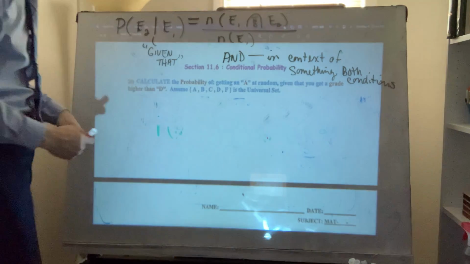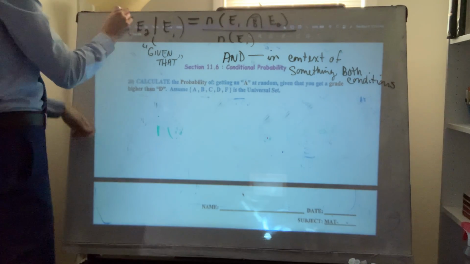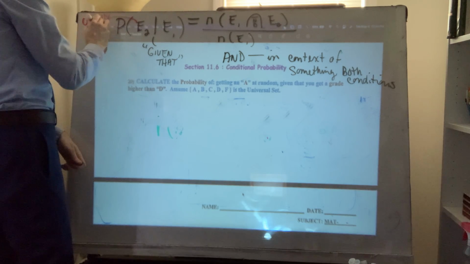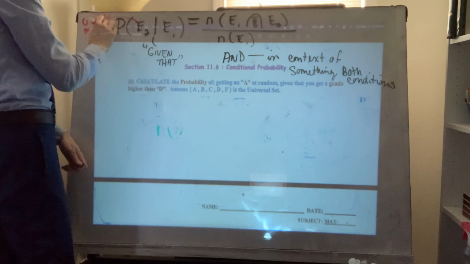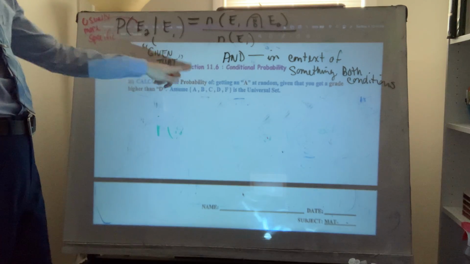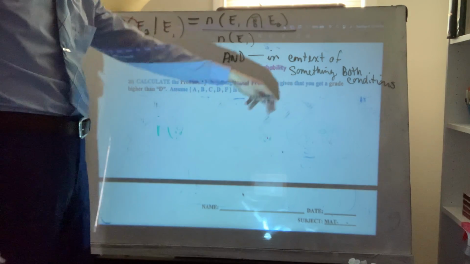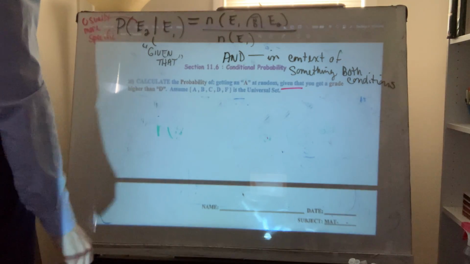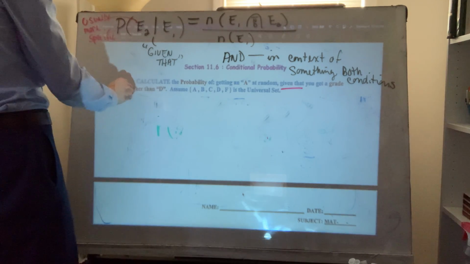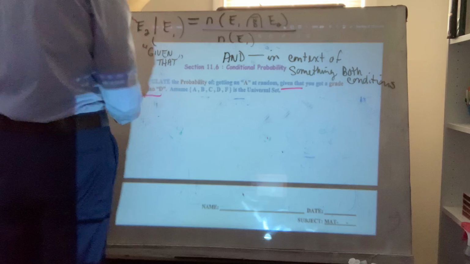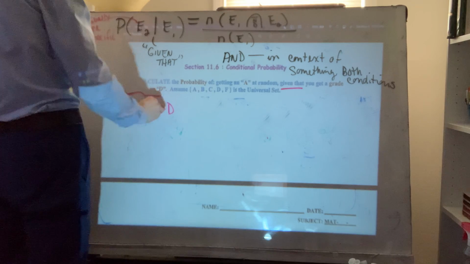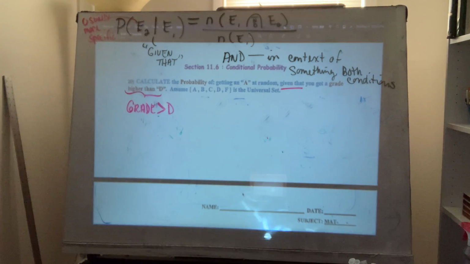And this is the arrangement. This is event 2, which is usually, not exclusively, but usually the more specific condition. It can be phrased differently. And this is a little less specific. So, calculate the probability of getting an A at random, given that you get a grade higher than D. For shorthand purposes, I'm going to write this phrase as grade, the greater than symbol, and the letter D, to describe this a little bit more concisely.